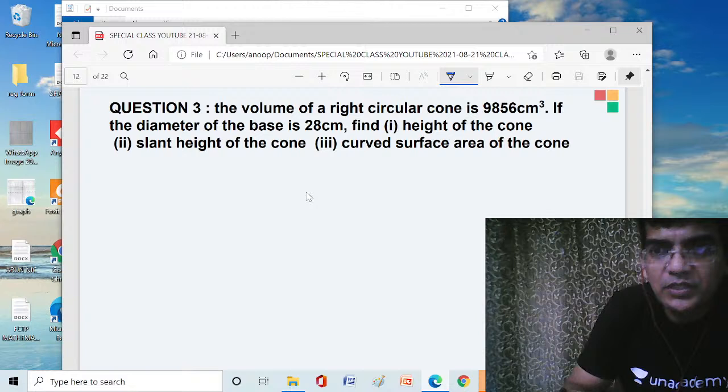9856 into 3 upon 22 into 14 into 2. See? Now let's reduce it.